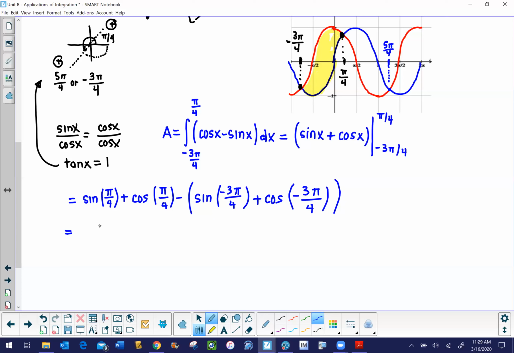So sine of pi over 4 then, that's going to be radical 2 over 2. And the cosine of pi over 4 is radical 2 over 2. Subtract out, the sine of -3 pi over 4 is negative radical 2 over 2. And the cosine of -3 pi over 4 again is negative radical 2 over 2.